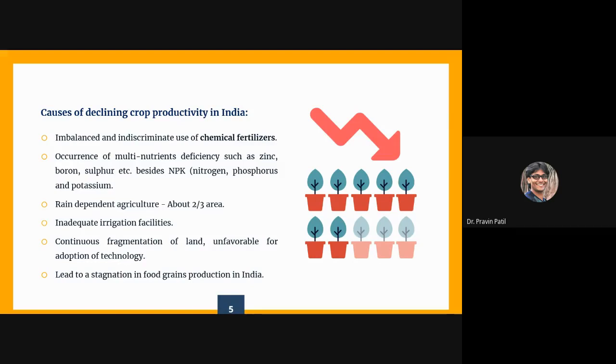Similarly, inadequate irrigation practices, along with the continuous fragmentation of land, have led to the unfavorable adaptation of technology. So there are so many things involved in this process that are responsible for declining the crop productivity. However, the major concern is still the chemical fertilizers, the excess use of chemical fertilizers.